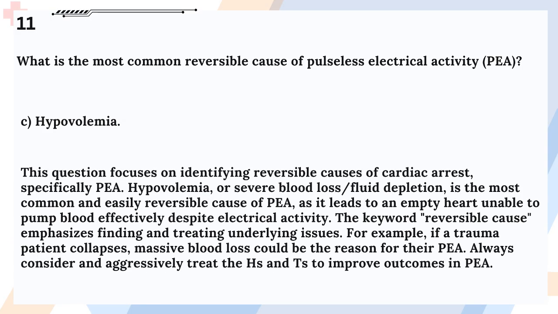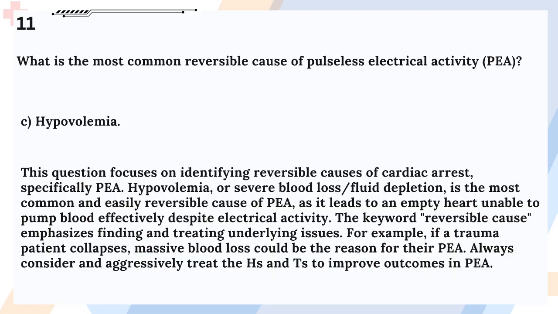Answer: C. Hypovolemia. This question focuses on identifying reversible causes of cardiac arrest, specifically PEA. Hypovolemia, or severe blood loss/fluid depletion, is the most common and easily reversible cause of PEA, as it leads to an empty heart unable to pump blood effectively despite electrical activity.